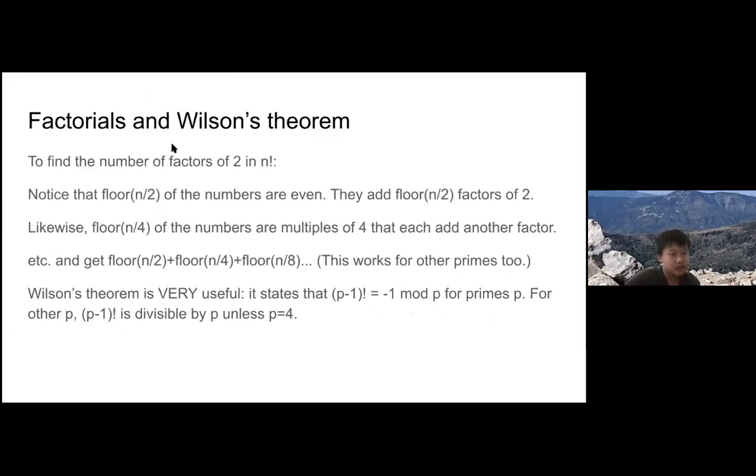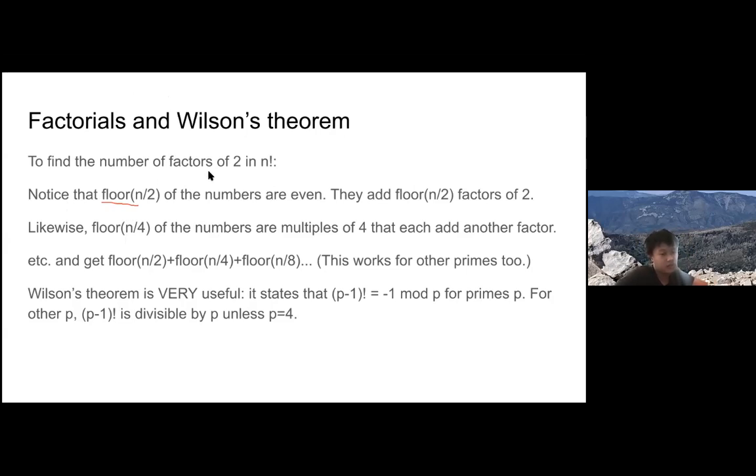Okay, let's move on to factorials and Wilson's theorem. Now this is what I should have put nearer to the beginning. So let's say you want to find the number of factors of 2 in a factorial. I should mention floor basically means the greatest integer below. In this case it just means round down. So basically notice that about half the numbers are even, specifically half of them rounded down, because every other number is even. Each of those adds 1 factor of 2.